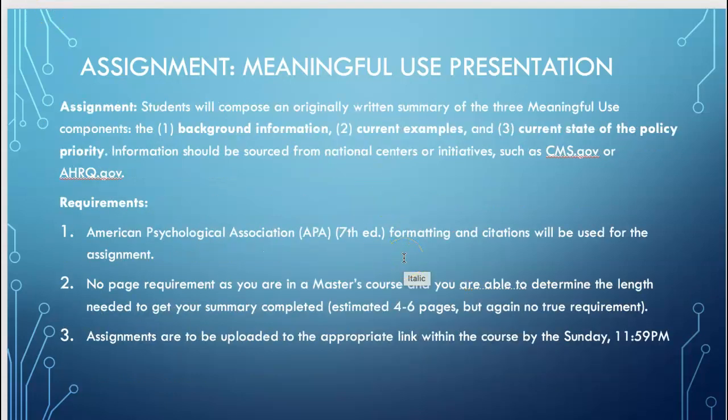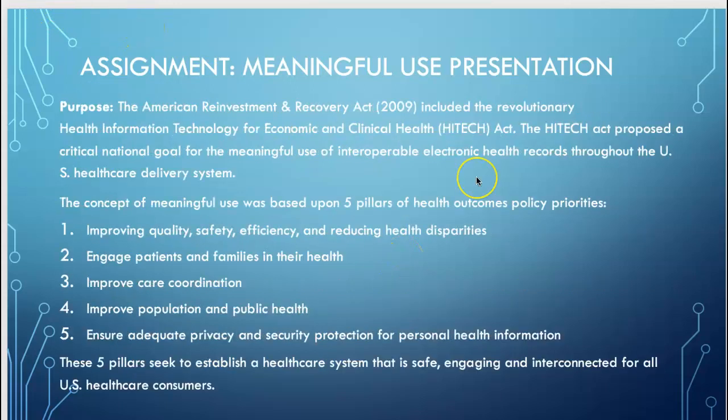This concept of meaningful use was based upon 5 pillars of health outcomes policy priorities: improving quality, safety, efficiency, and reducing health disparities, engaging patients and families in their own health, improving care coordination, improving population and public health, and ensuring adequate privacy and security protection for personal health information.